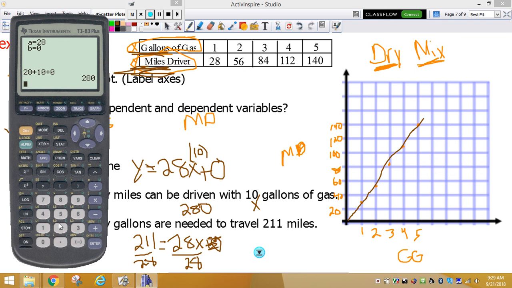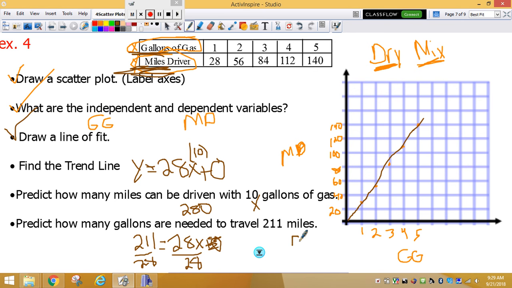211 divided by 28 is 7.5 roughly. Again, let's look and see if we have a decimal in what we're talking about. It says how many gallons are needed. Could I have half of a gallon? Yes, I could. So 7.5 is a perfectly fine answer.